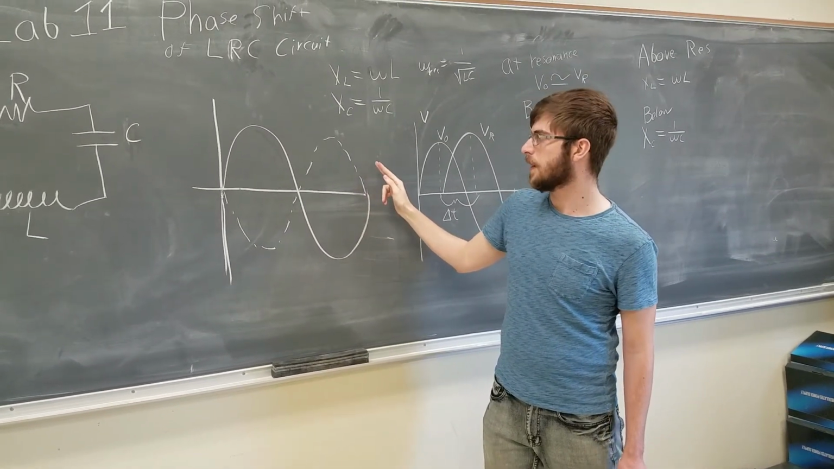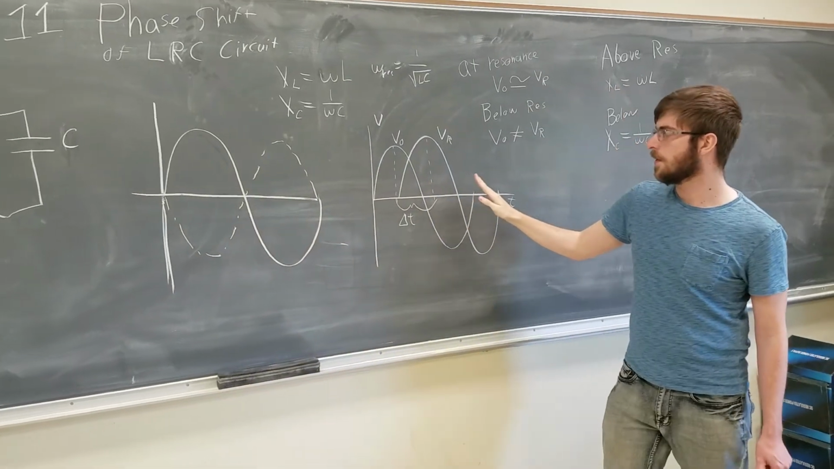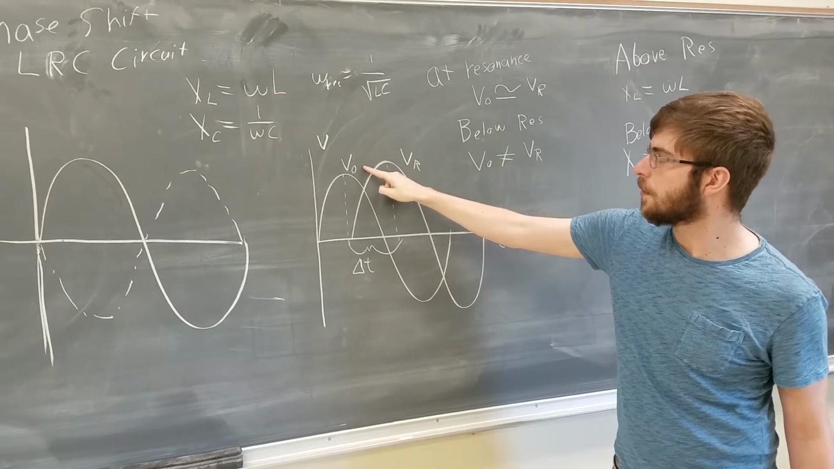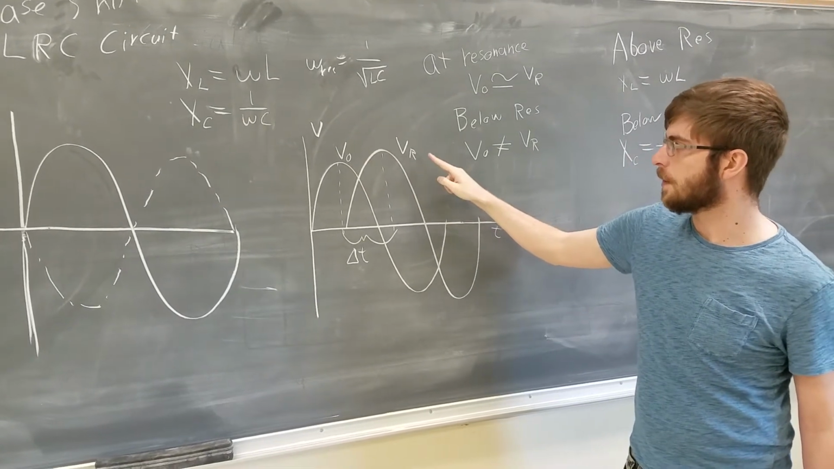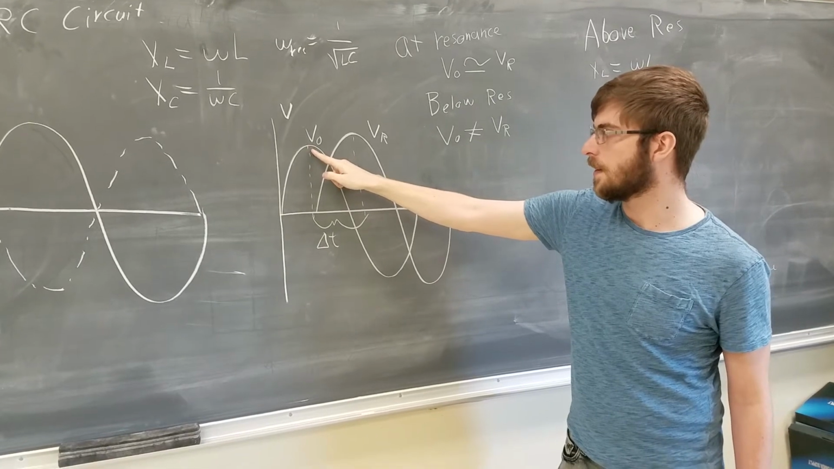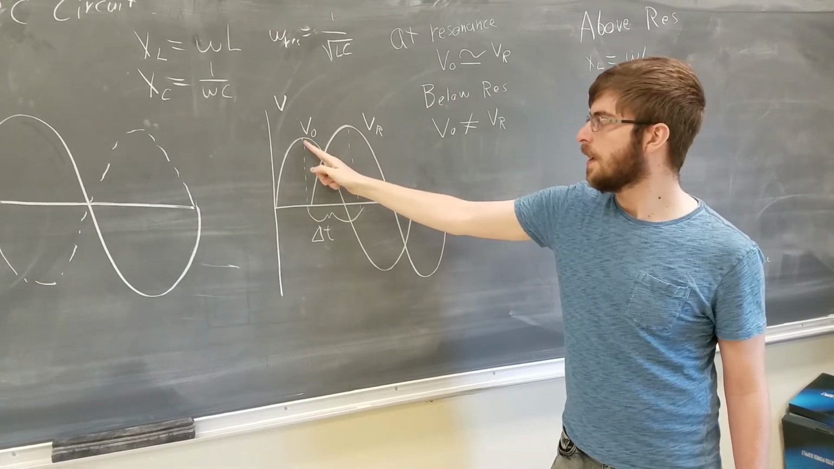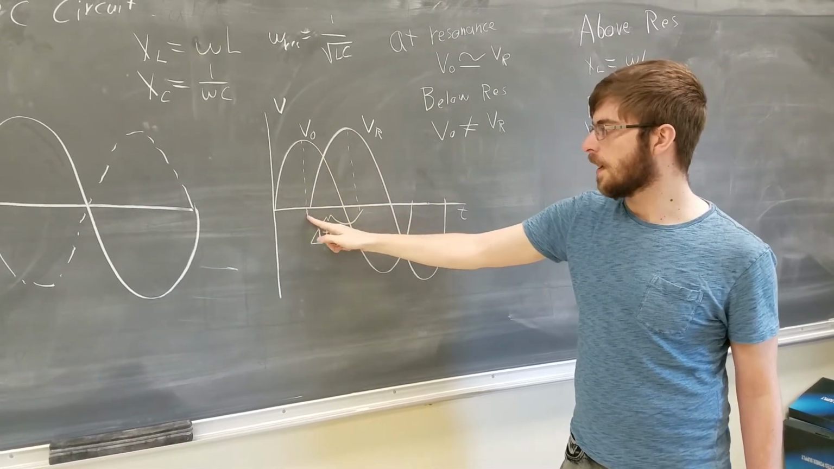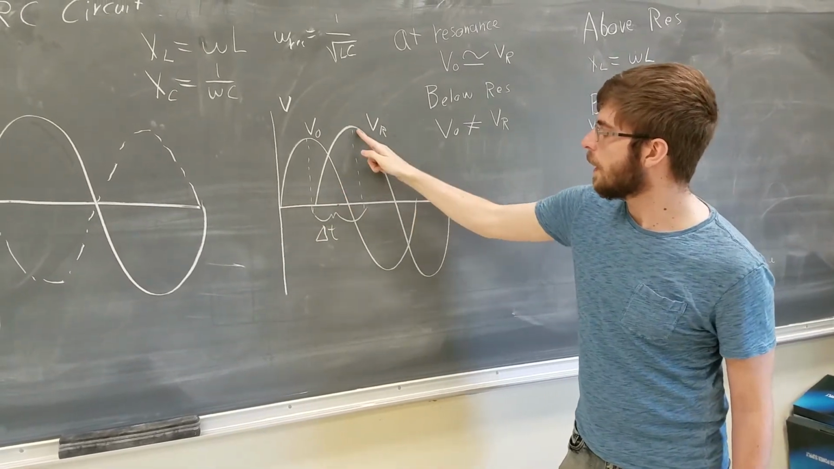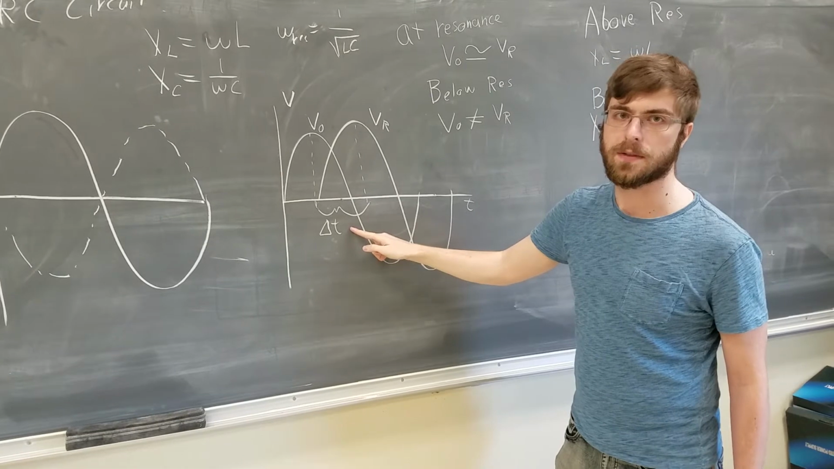The way we measure this is we pick a reference point. For example, in our circuit, this might be the voltage source, and this might be the voltage on the resistor. We pick some common reference point, in this case the peak of both, and we look at where they align on the time axis. The difference of where the two meet is our phase shift.